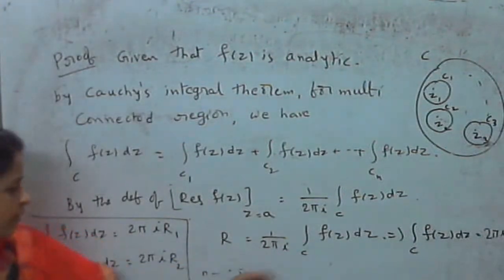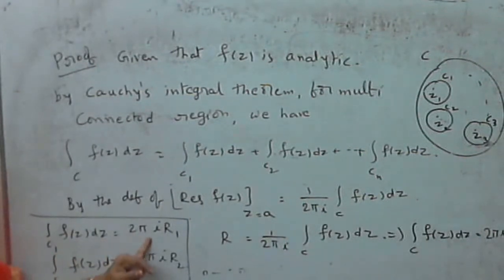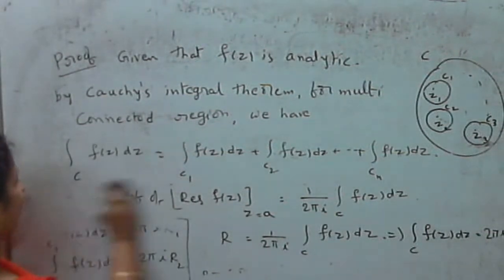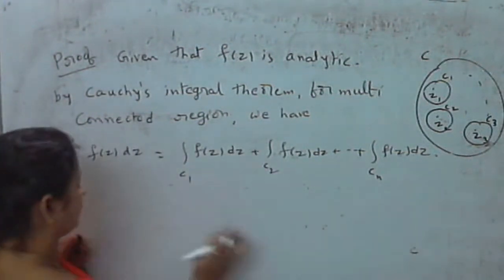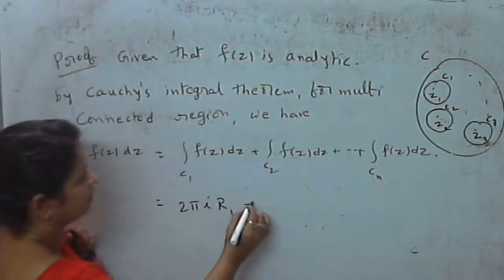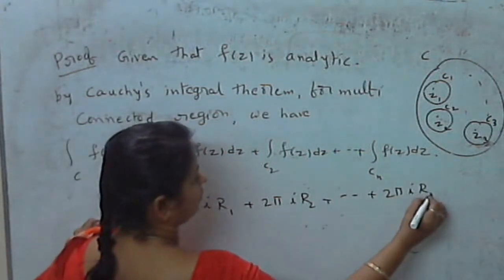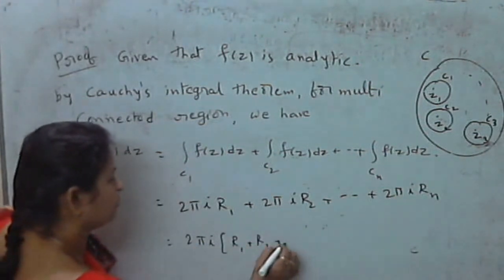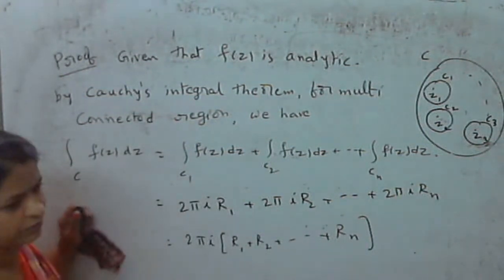By using this formula for several regions, integral over c1 of f(z) dz equals 2πi r1, integral over c2 of f(z) dz equals 2πi r2. By substituting these values, we get integral over c of f(z) dz equals 2πi r1 plus 2πi r2 and so on plus 2πi rn. So that is equal to 2πi times (r1 plus r2 plus and so on plus rn). So this is the Cauchy's residue theorem.